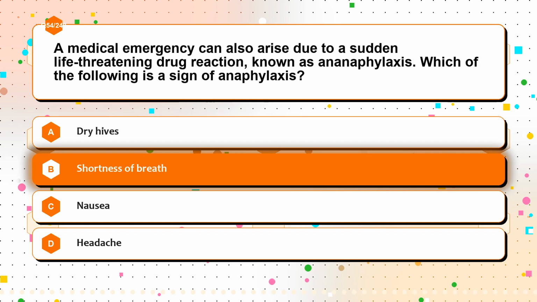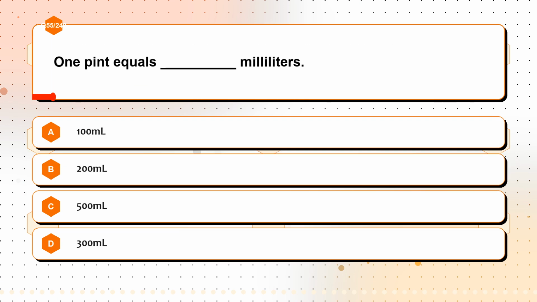The correct answer is option B, shortness of breath. Question 55. 1 pint equals blank milliliters. Here are the options. Option A, 100 ml. Option B, 200 ml. Option C, 500 ml. Option D, 300 ml.